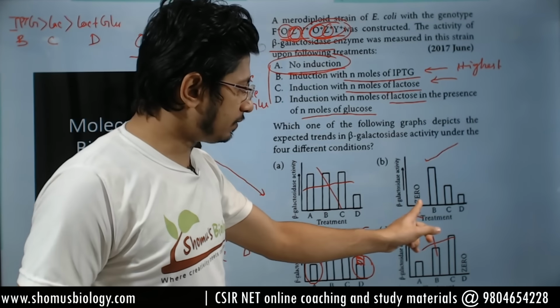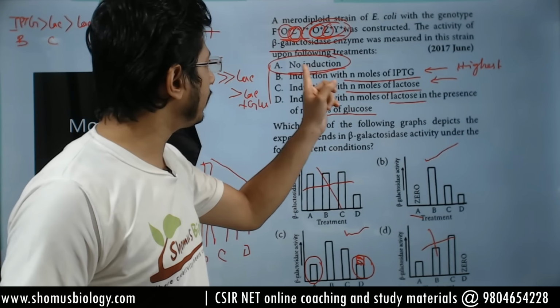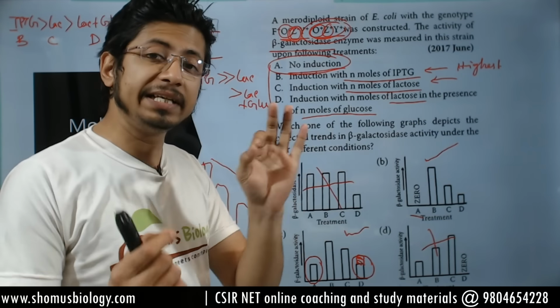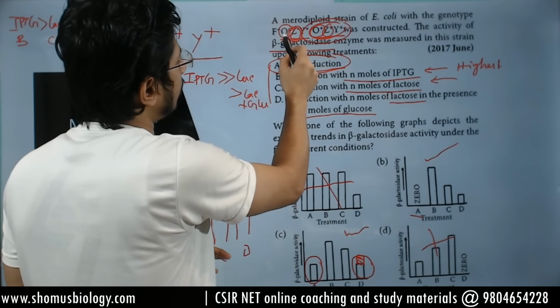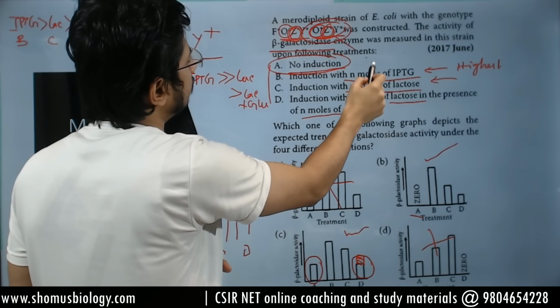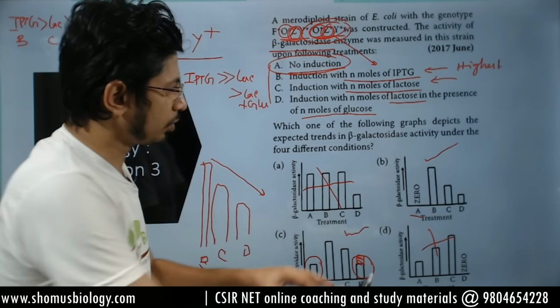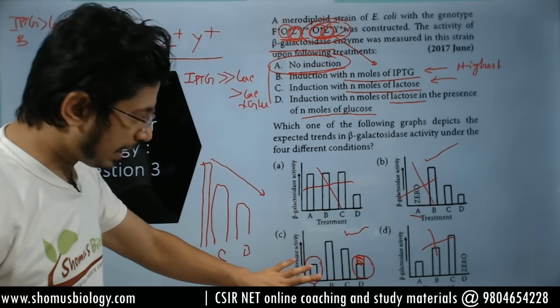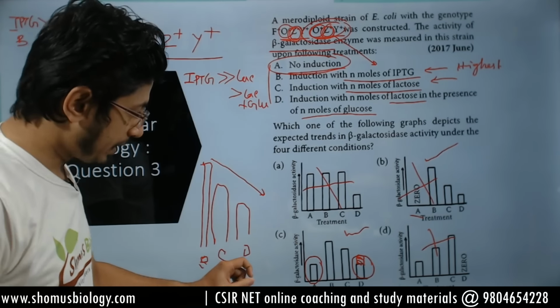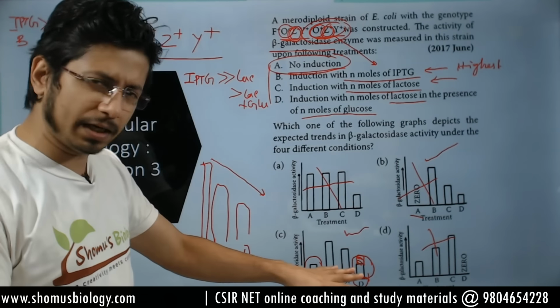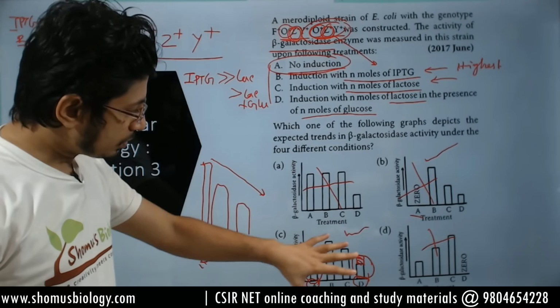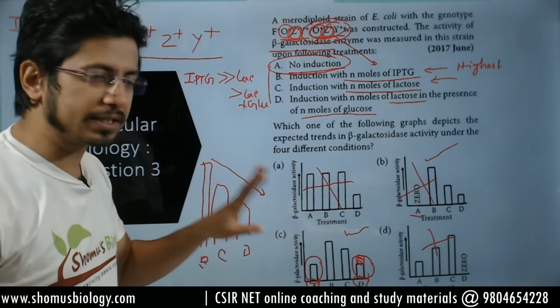Now what happens here? Zero expression when there is no induction? No, because leaky expression is always there. Even though the Z is minus for operator constitutive, Z will be produced from the other side, right? So zero expression is not true. The answer should be option C, but again A and D must not be exactly equal. D will be a little more than A. Okay, so as per these four images, C is the correct answer.